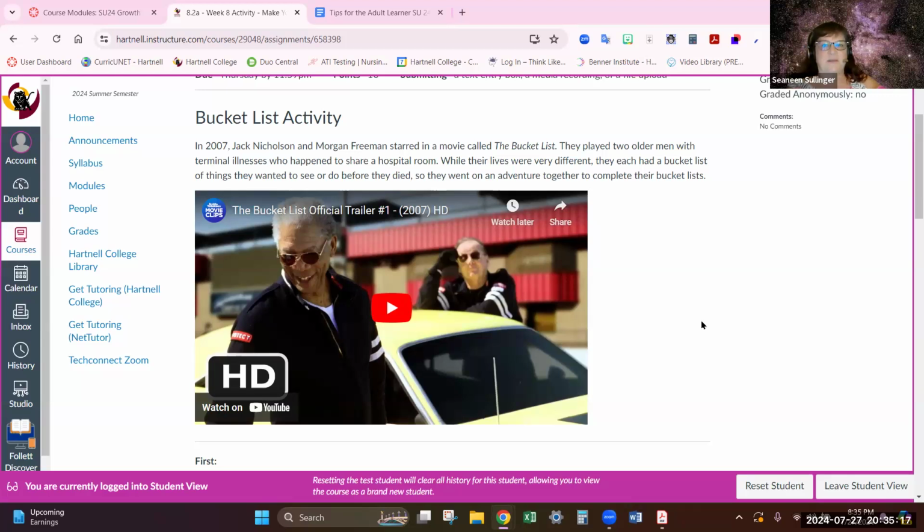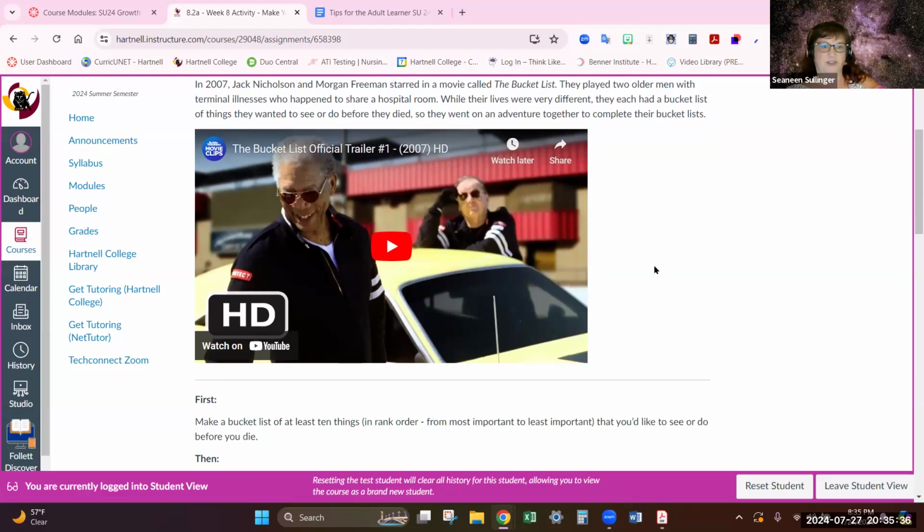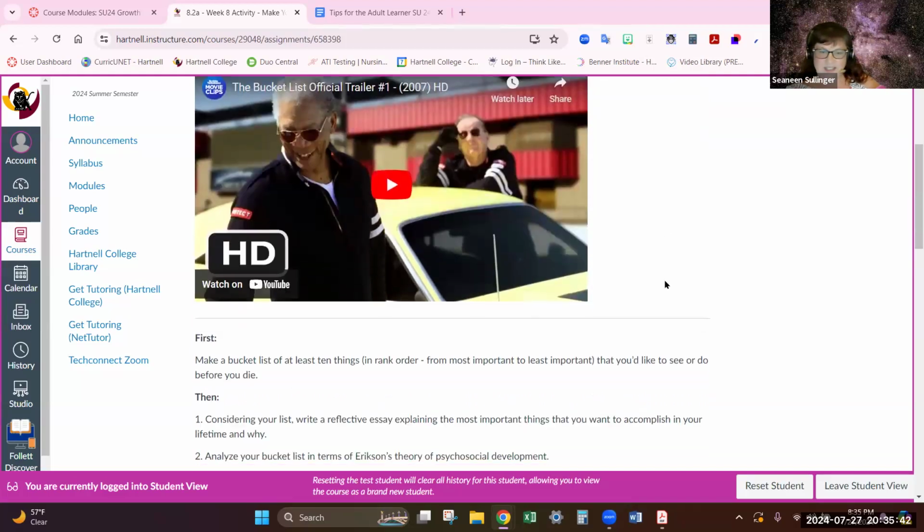And they each have a bucket list of things they wanted to see or do before they die. That's what a bucket list is. So you'll hear people say, well, that's on my bucket list of something that I want to do before I die. And so they actually went on an adventure together to try and get their lists completed, regardless of what their families thought they should or shouldn't do. So I encourage you to watch the trailer. It's kind of funny. And so here's your activity assignment to do.